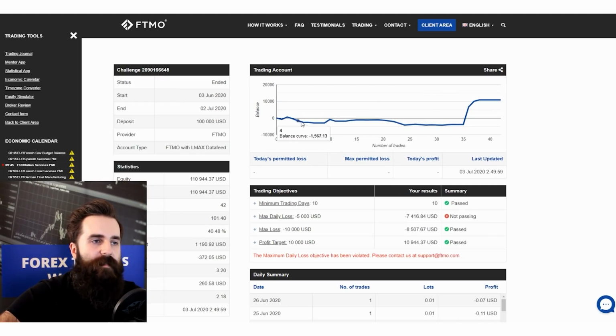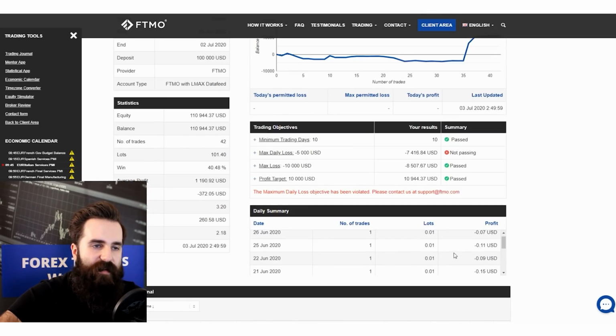Okay, so here the balance curve isn't really that bad. Most of the time he was in a loss, which is not a big deal if in the end you manage to get your profit target, which he did manage here. He even respected the max loss and the minimum trading days, but unfortunately he violated the max daily loss limit.